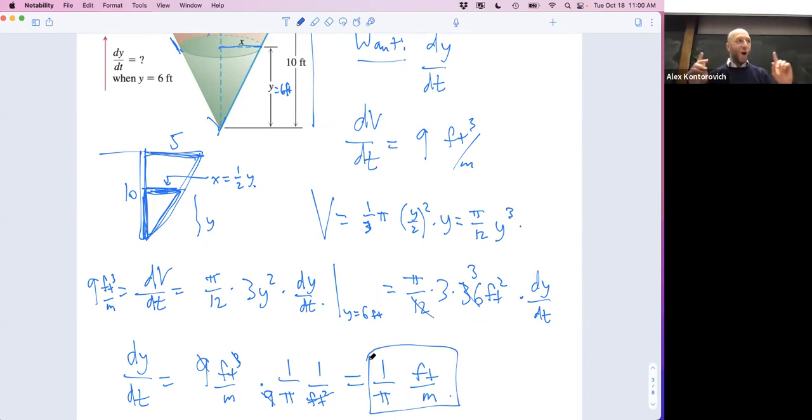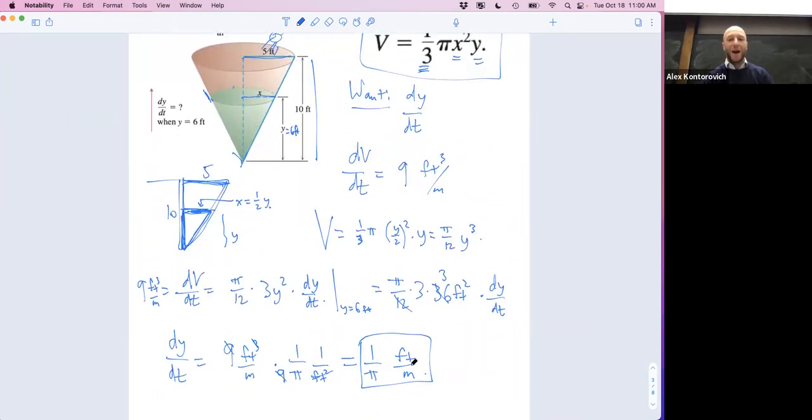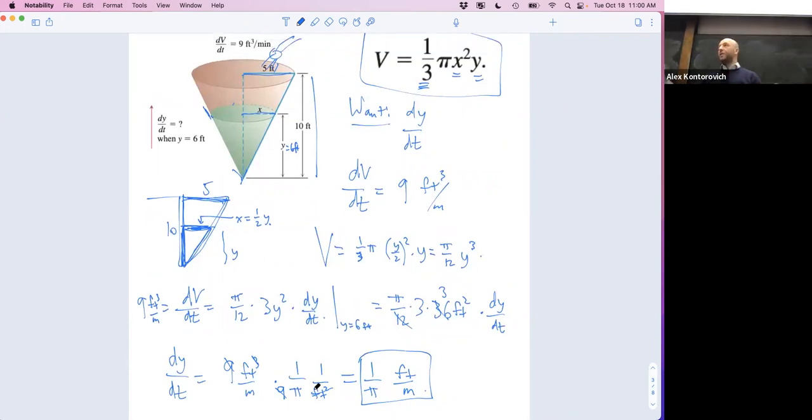Nice. Always, always at the end of these problems, check back and read the original problem, because there's a very good chance, if you're like me, that you've solved a correct problem, just not the problem it asked. So let's make sure that we actually solve the thing that it wanted us to. How fast is the water level rising when the water is 6 feet deep? Yes, indeed. That is 1/π feet per minute. That's the rate of change of y with respect to time. Okay, good. We solved the problem that was asked. Any questions? Julius.